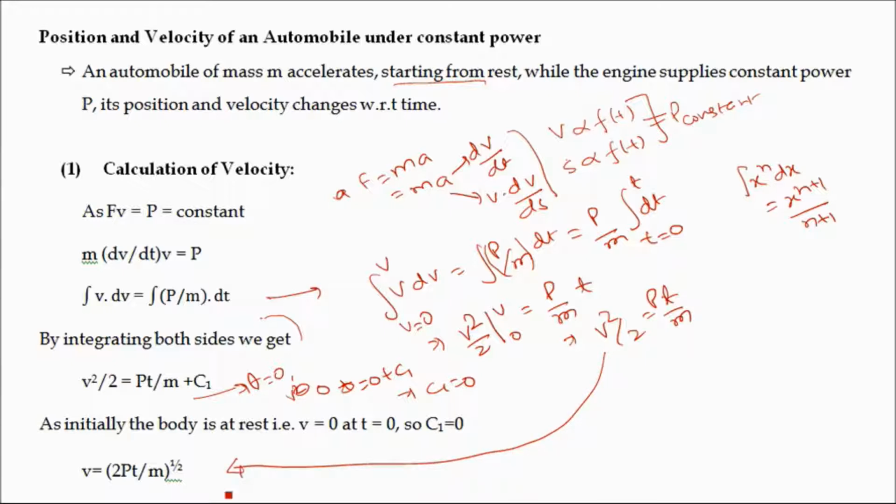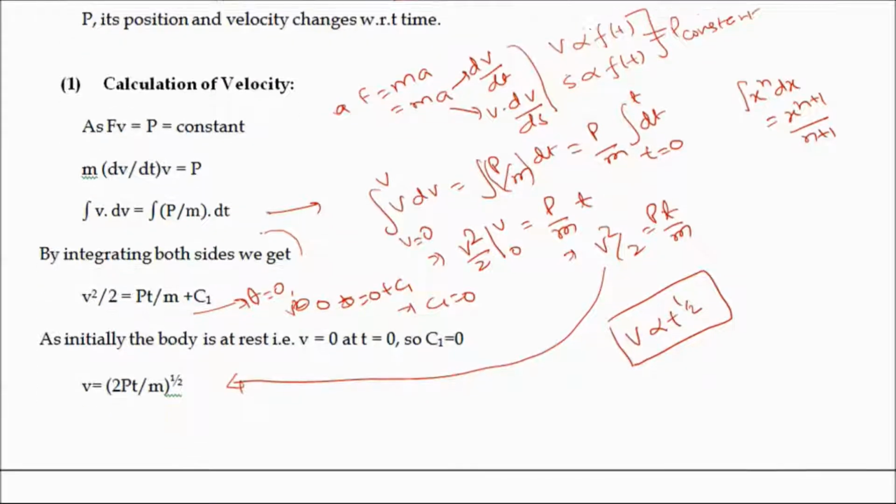So v is equal to the square root of 2Pt by m. Basically we came to the conclusion that velocity is directly proportional to t raised to the power 1 by 2. So if a particle is moving under constant power P, then its velocity will be directly proportional to the square root of time.